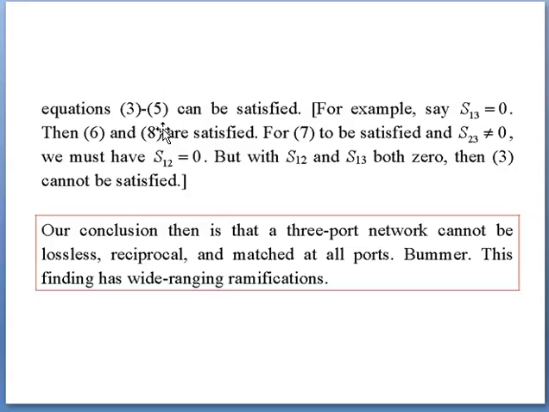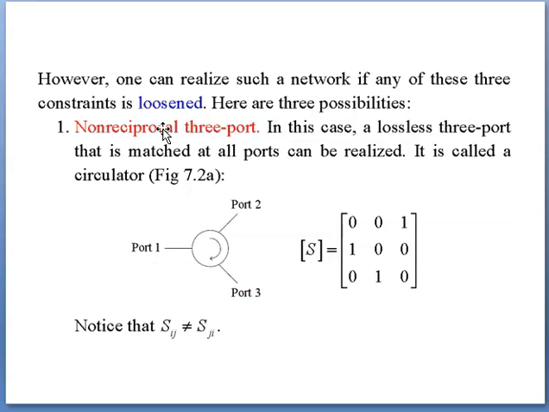You see, so the 3-port network cannot meet all 3 requirements, which are lossless, reciprocal, and matched at all ports. Okay, that's why you have to loosen a little bit in order to design the 3-port network. However, one can realize such a network if any of these 3 constraints is loosened a little bit. Okay, you shouldn't be too strict.